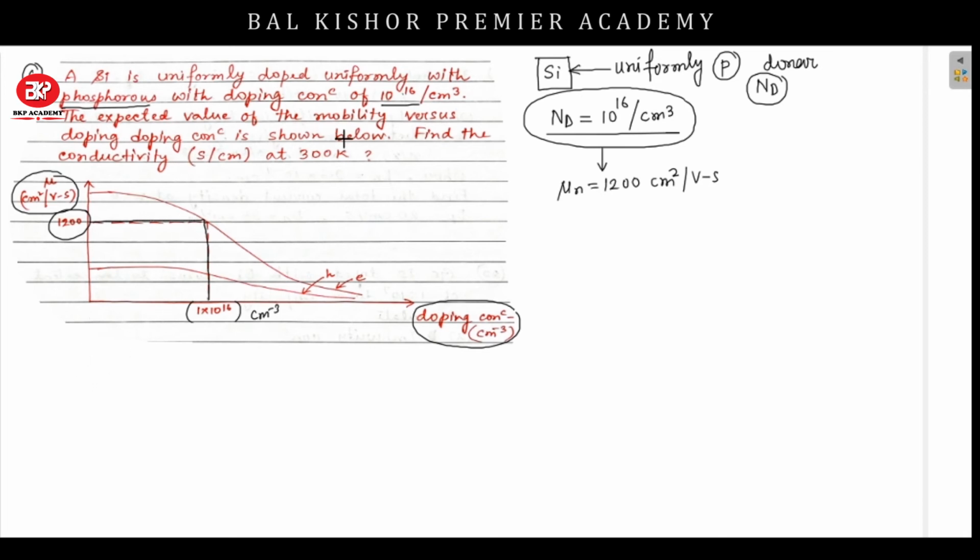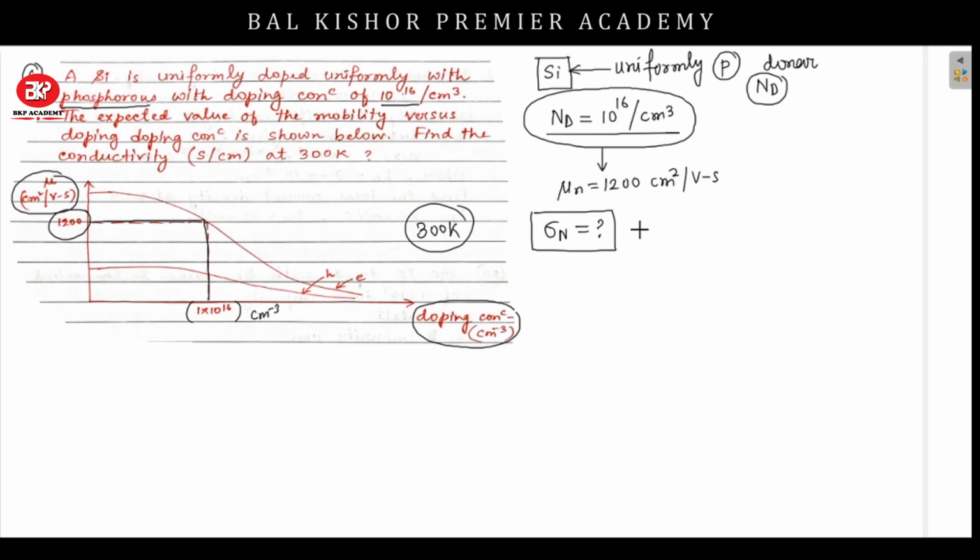Now find the conductivity in Siemens per centimeter at t equals to 300 K. So we have to find the conductivity of this n-type material because of the donor. So conductivity of this material मुझे चाहिए at 300 K पे.